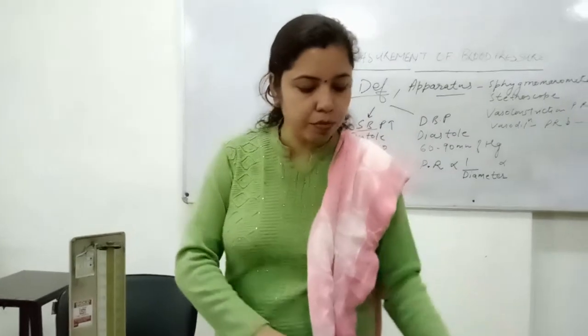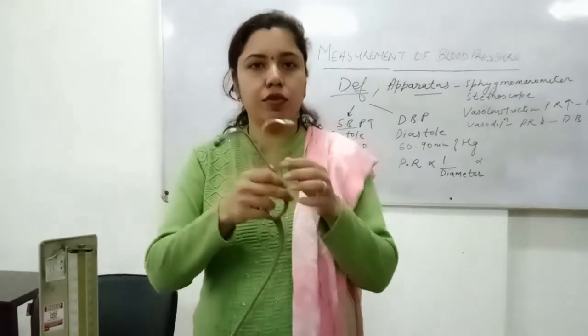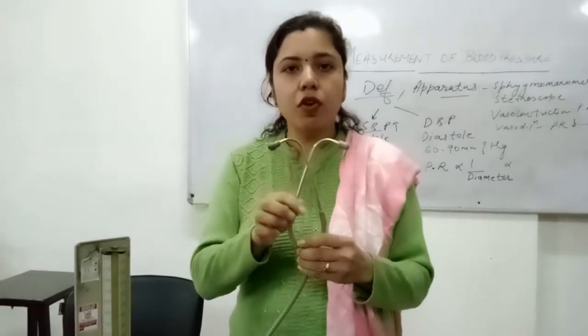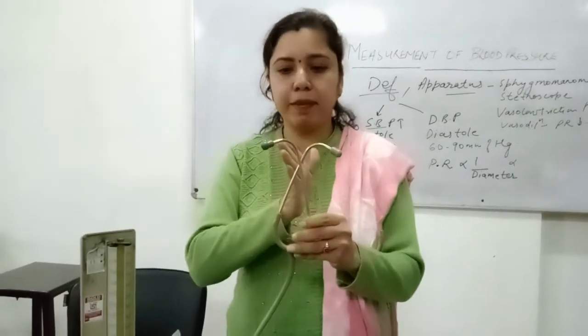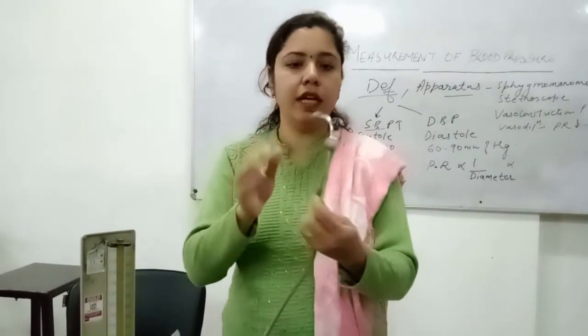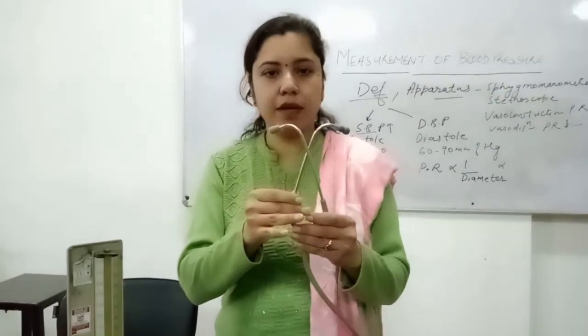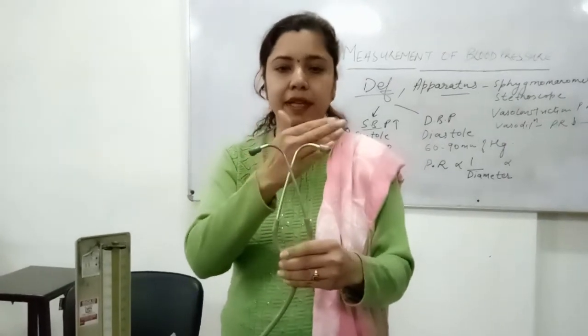The second instrument used for measuring blood pressure is the stethoscope. This is a stethoscope. It has ear tips. These ear tips should be placed according to the shape of your ear canal, facing forward and medially. It should not be used in this manner. This is a commonly made mistake by students. It is always placed so that it faces forward and medially.